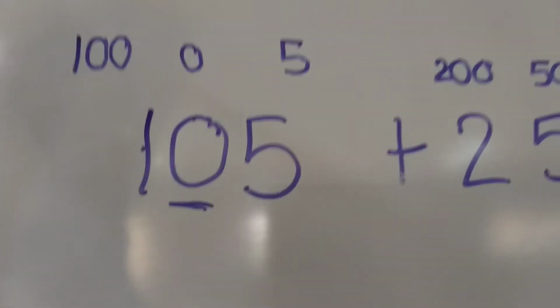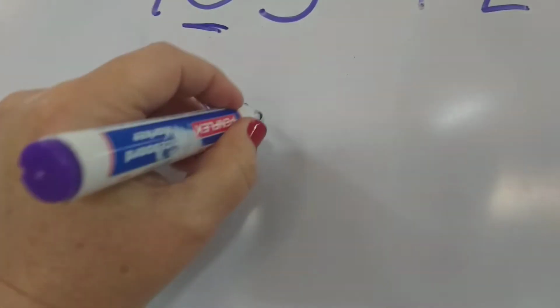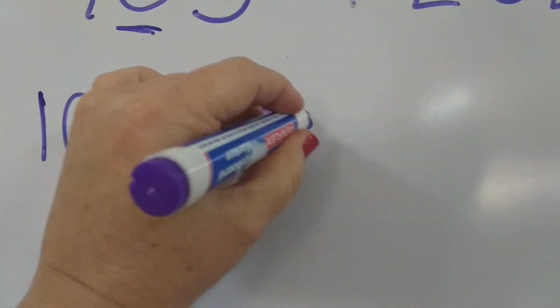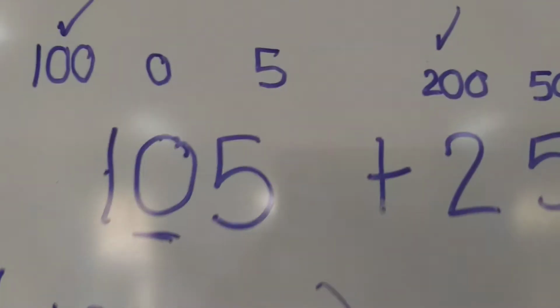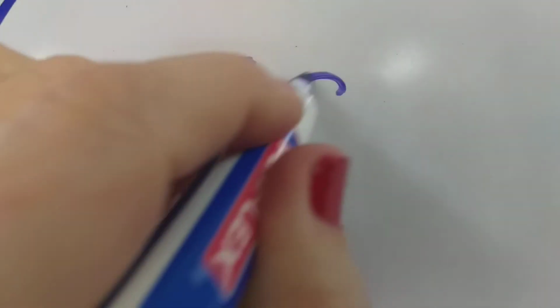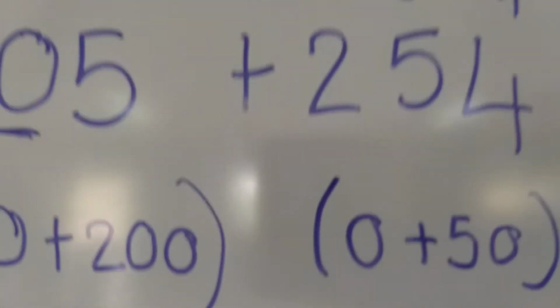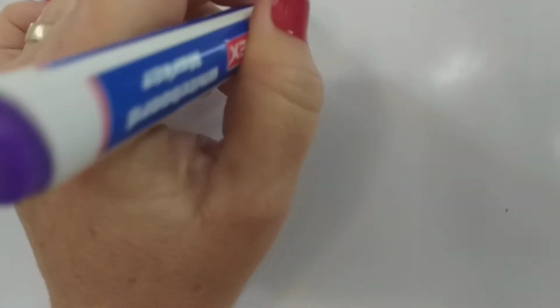For our hundreds group, we've got 100 and we've got 200. We're going to write that 100 plus 200, and we're going to group it. For our tens group, we got 0 and we got 50, so just write 0 plus 50. And for our units group, we have got 5 and 4, 5 plus 4.